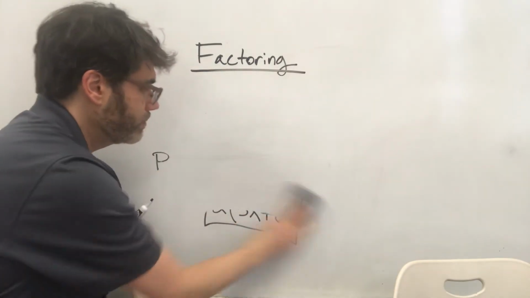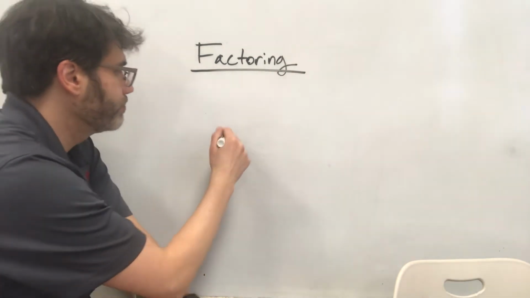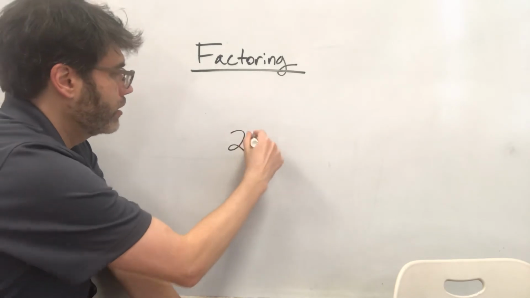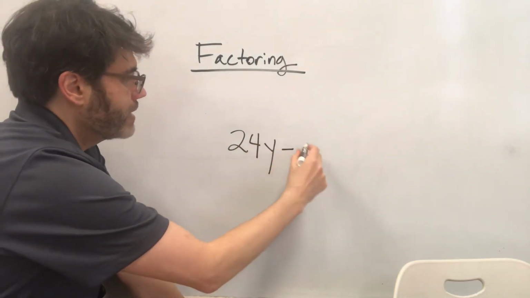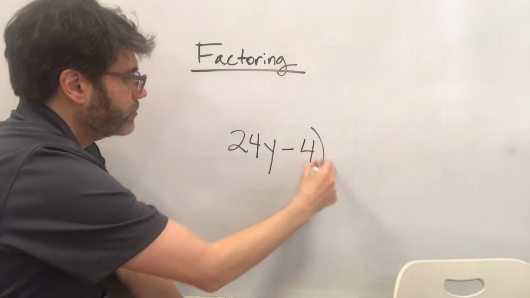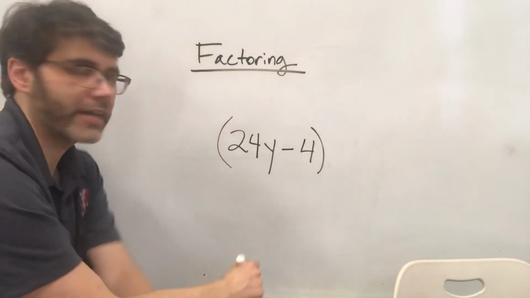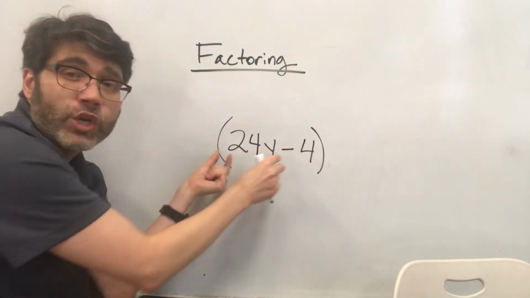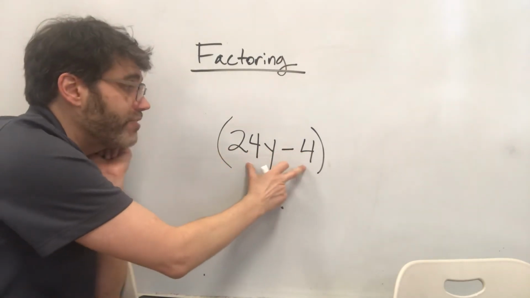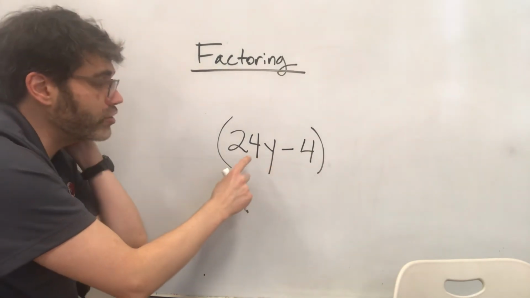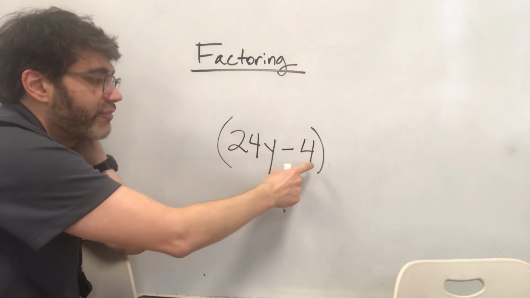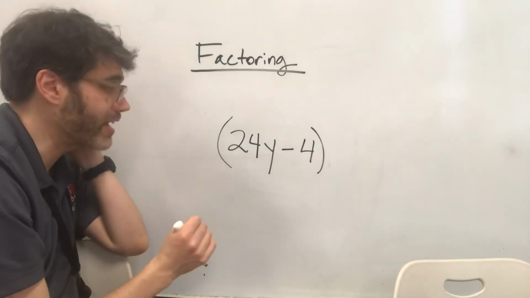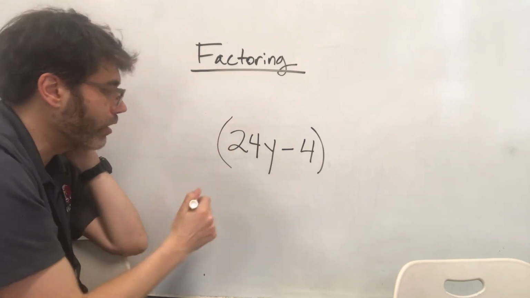Let's do another one. Let's pick another number. How about 24y minus 4? So this is our expression, and we want to factor it, okay? Which means we want to pull out the greatest common factors that both of these share, okay? So what does 24 and 4 share as a greatest common factor? 4. 4 is the greatest common factor. So we could extract a 4 out.